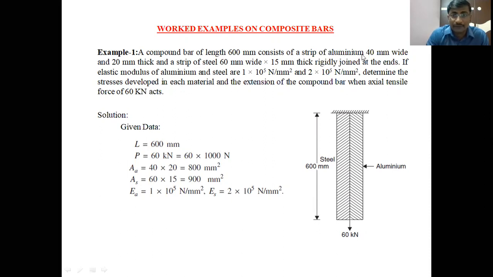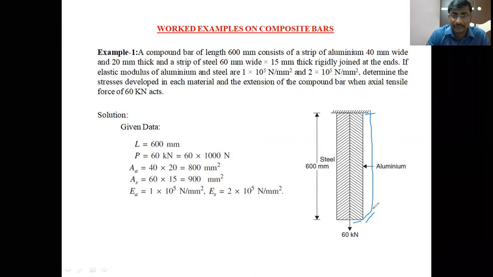It consists of a strip of aluminum 40 mm wide and 20 mm thick. What is the aluminum thickness? 20 mm. Thickness means, in this case, in this direction. If we draw like this, the thickness is in this direction and width is in this direction. So width is 40 mm, thickness is 20 mm.